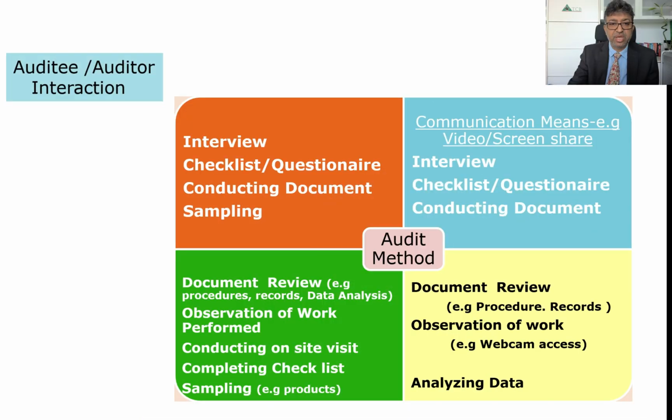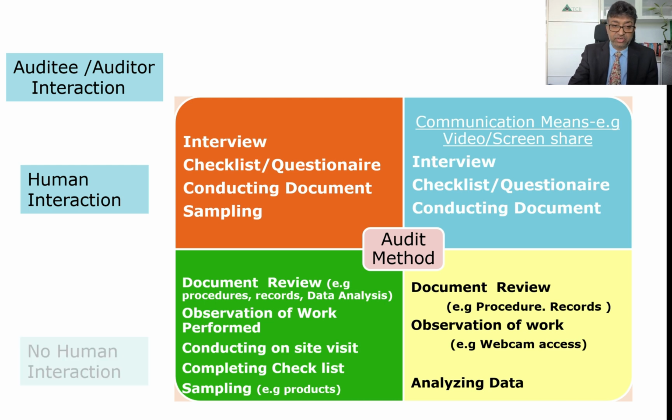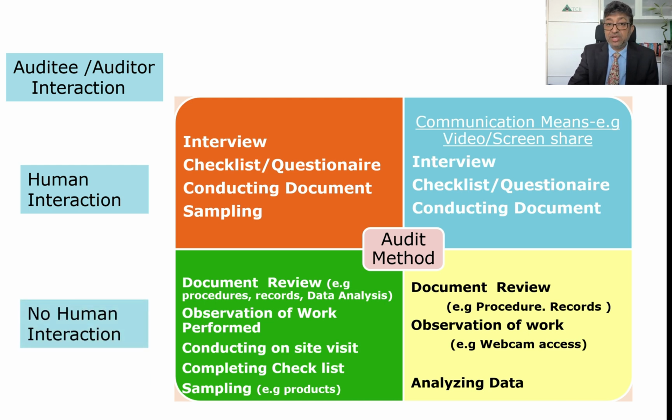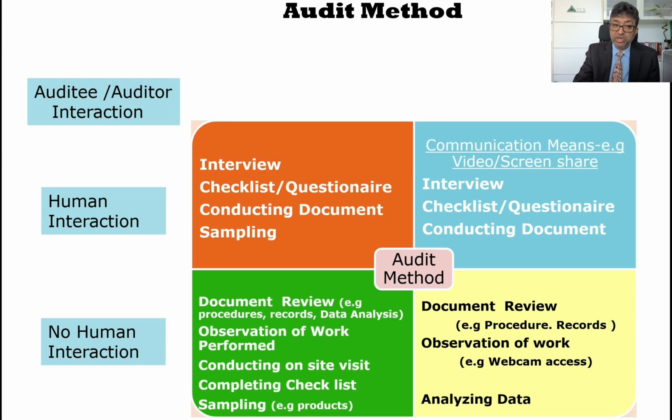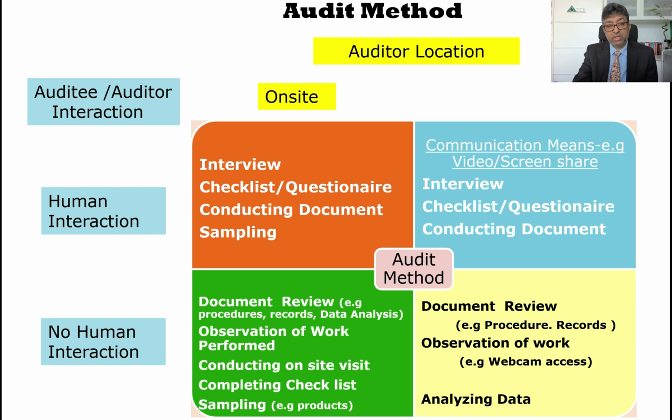So first of all, auditee and auditor interaction is important. There may be auditor and human interaction. Audit is conducted with human interaction, and sometimes it can be done without human interaction also. So auditee auditor interaction is with human interaction, with no human interaction. Auditor location is on-site or off-site or remote audit. We call it remote audit.